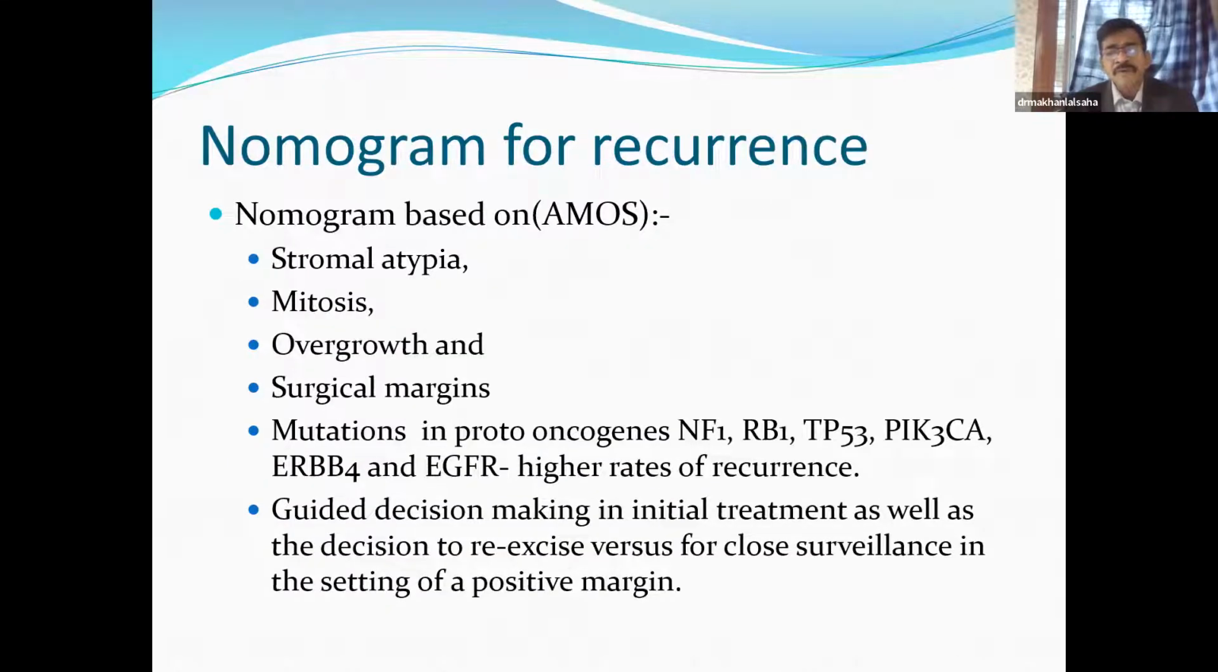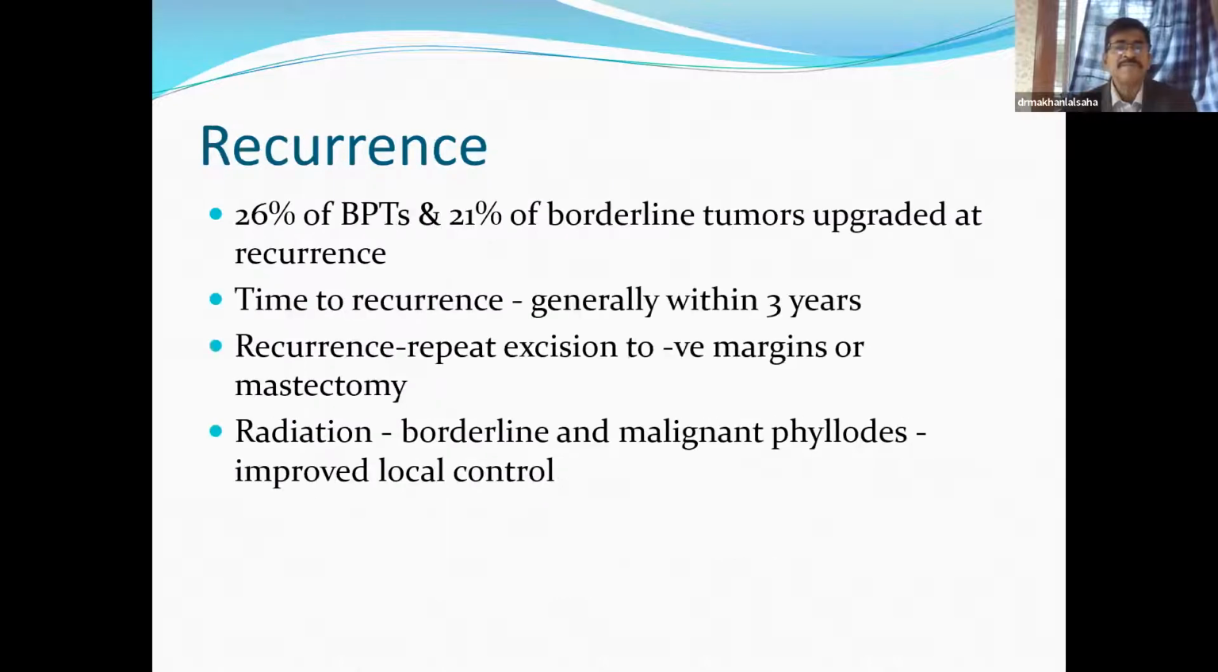What are the important predictors for suspecting or predicting recurrence? These may be stromal atypia, increased mitosis, stromal overgrowth, and the surgical margins. Mutations in proto-oncogenes like NF1, RB1, TP53, PIK3, and EGFR have higher rates of recurrence. So guided decision-making in initial treatment as well as a decision to re-excise versus close surveillance in the setting of a positive margin is required in this group of patients.